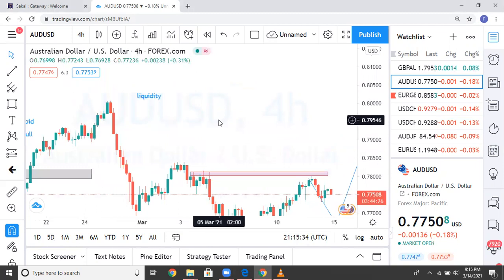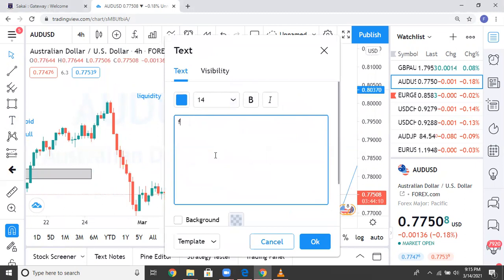As we continue, the sniper strategy is very simple. We have identified three things. The first one is fair value gap. The next one is order block. And the last one is liquidity. So these are the three things you need to identify.